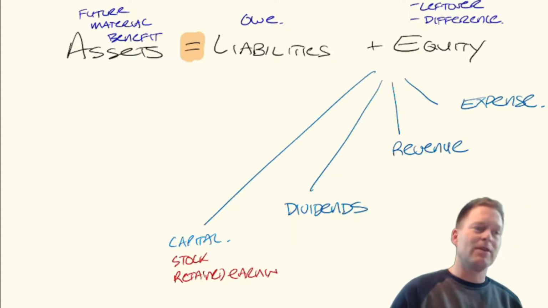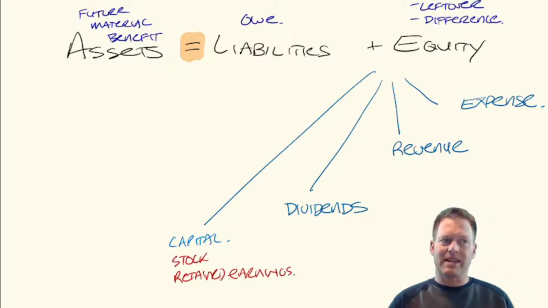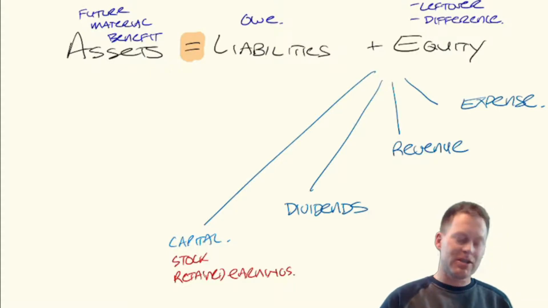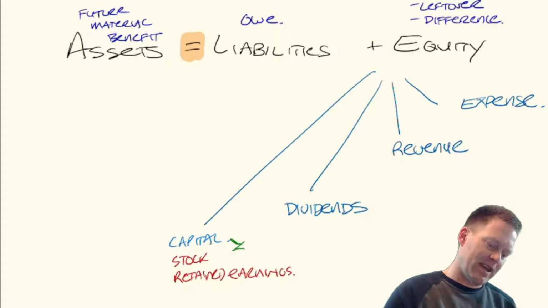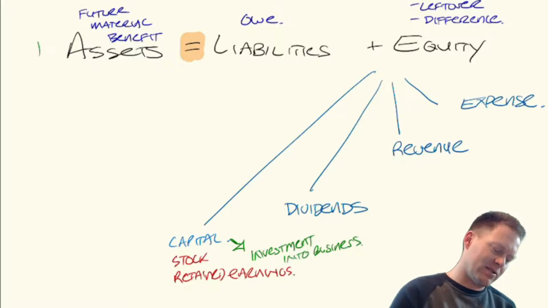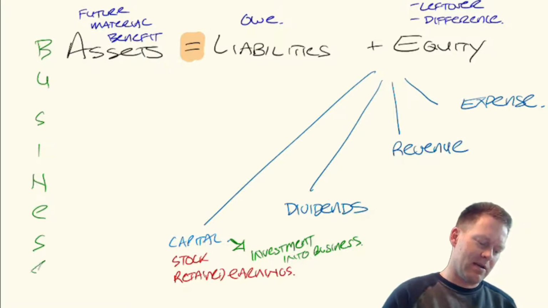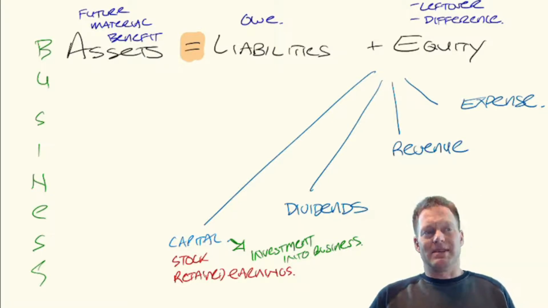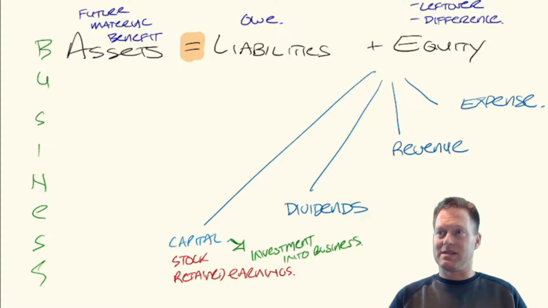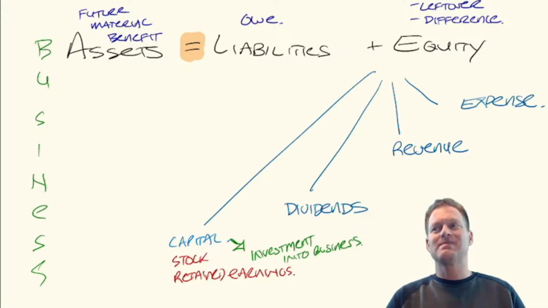Now at a basic level, we don't even really need to worry too much about retained earnings yet, because I'm only giving you the basics of this. But what I want you to remember is this definition of capital: investment into business. When we're talking about this, the first thing to remember is we are doing the accounting for a business. So my definition of capital is an investment into the business.